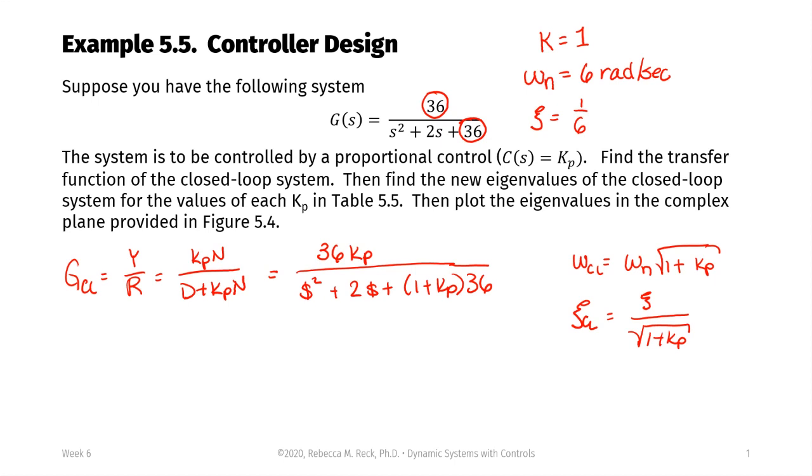We also know from way back in chapter 1 that the equation for a closed loop underdamped eigenvalue is negative zeta CL times omega CL, plus or minus j times omega CL times the square root of 1 minus zeta CL squared. I'm going to say zeta CL because we're going to do our closed loop eigenvalues here. So if we wanted to find the eigenvalues of our closed loop system, we could find omega CL and zeta CL and plug them into this, or we could find the roots of our closed loop characteristic equation, which is s squared plus 2s plus the quantity of 1 plus Kp times 36. So we have a couple different ways to calculate those values, which is what we'll do on the next slide.